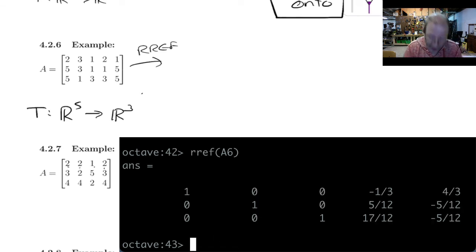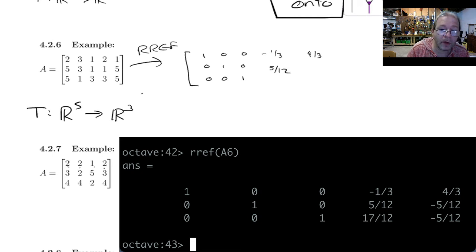So if I row reduce that, I get this, and then I get -1/3, 4/3, 5/12, -5/12, 17/12, -5/12. And truthfully, all those numbers over there, as far as just for answering this question, they're not that important. The important thing here is we don't have a leading one in every column, so it's not 1 to 1.